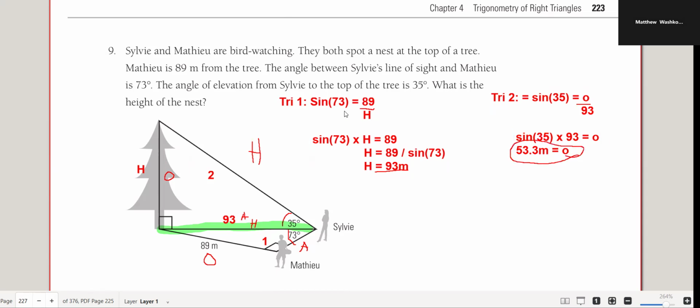And you'd want to write something in there. It's like, the height of the tree is blah, blah, blah. You just want to do something like that.